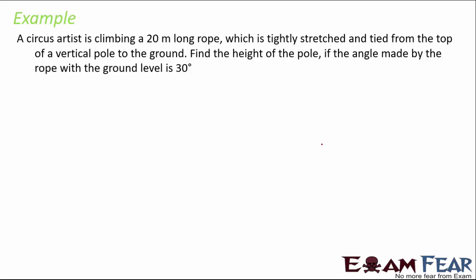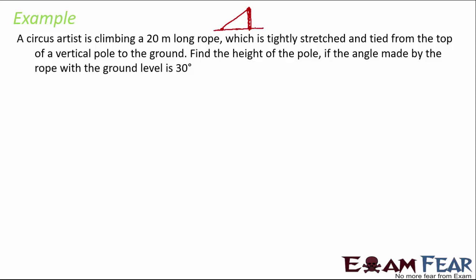Question number 1: a circus artist is climbing a 20-meter long rope which is tightly stretched and tied from the top of a vertical pole to the ground. When you read these kinds of questions, even if the image is not given, you need to draw the diagram. So understand the question really well. You have a vertical pole like this, and a rope which is tightly attached from the top of the pole to the ground. This is the rope, and this is your ground.